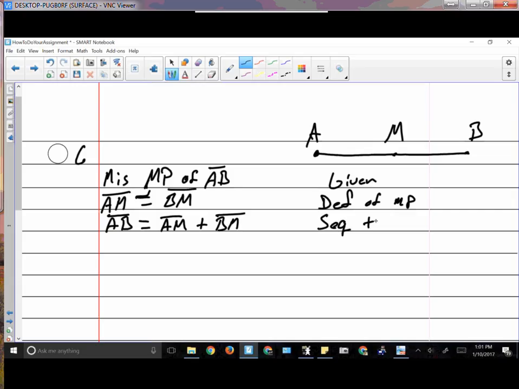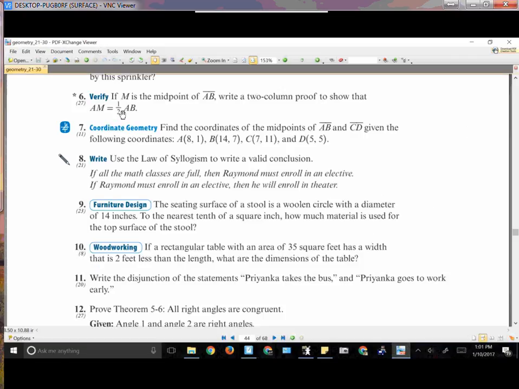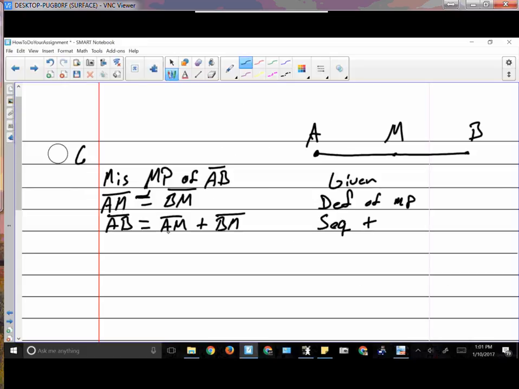Segment addition. I'm adding two segments together to get a longer one. That's great. Now, if I go back and take a look at this, I need to get this into terms of AB, AM, and BM. I've got AM and BM. Well, AM is the same as BM. Can I say that AB is equal to AM plus AM? Is that legal? Do I have any information that allows me to do that? Well, yeah, we said that they were the same up here. So now I've got substitution. Make sense?